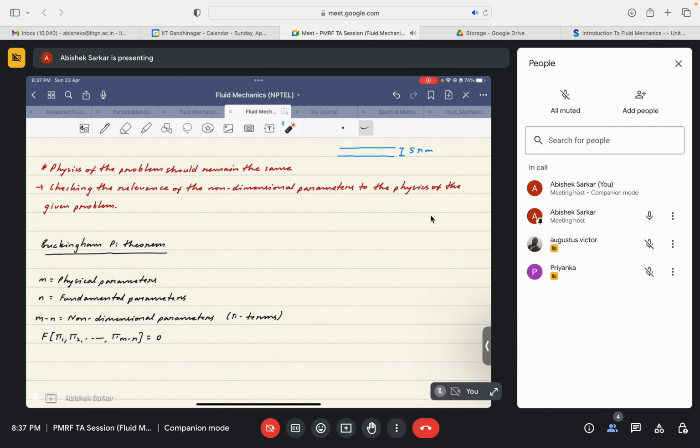Say Augustus is doing an experiment, okay? In his experiment he found out that there are 7 or 8 physical parameters that come into the picture, like diameter, viscosity, density. I am saying a fluid mechanics experiment. Density, viscosity, diameter, then say flow rate, then maybe some other parameters, okay? Say some 7 or 8 parameters.